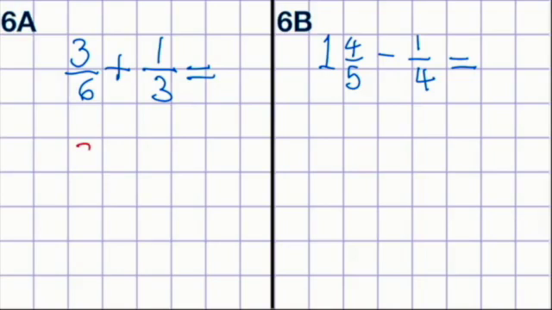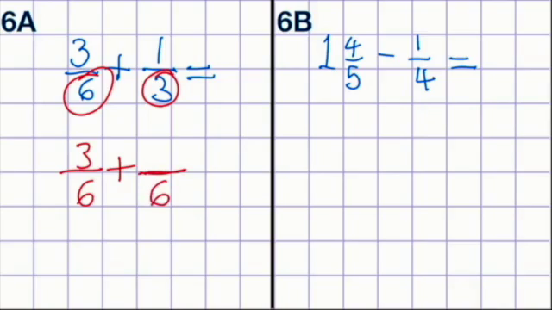Okay, so for 3/6 add 1/3. Well, we can't add them as they have different denominators, but 6 is double 3. So we can change the 1/3 into 6ths. So that becomes a 6. We've doubled it, so I'm going to double the top number, the numerator. The denominator is 6. It's 5/6.